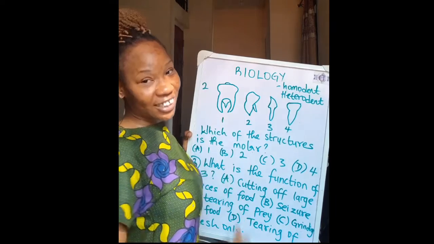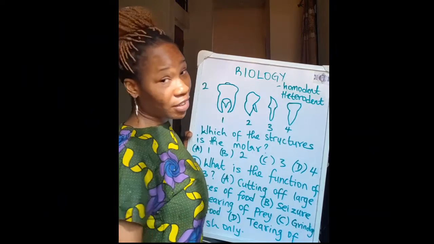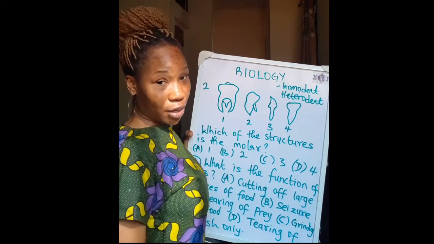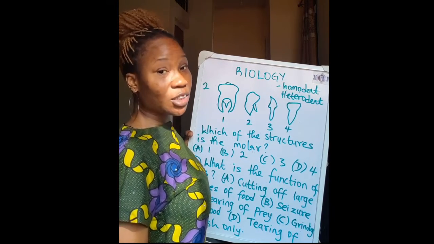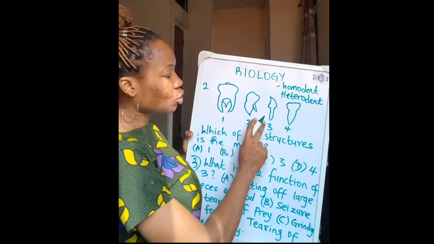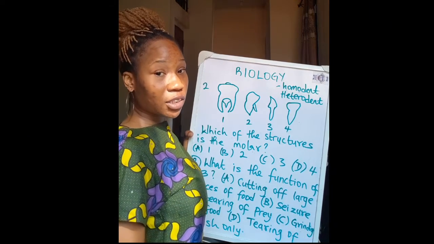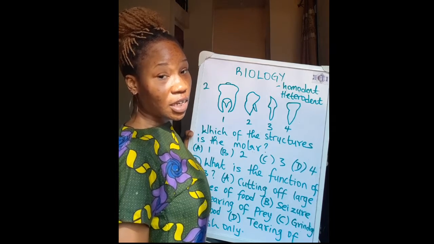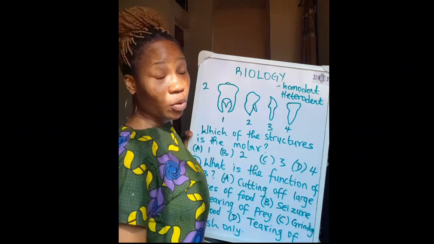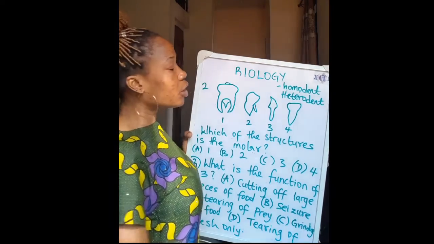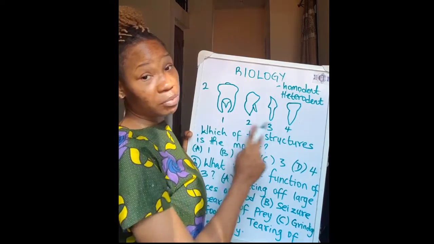So the heterodonts have, from the name hetero, different sets of teeth. We see that in mammals. Yes, and that is why we have these different structures, different sizes. So because of these different types of teeth, that gives them the type of dentition we call heterodont. So let me give you a clue into answering this question anytime you see it.